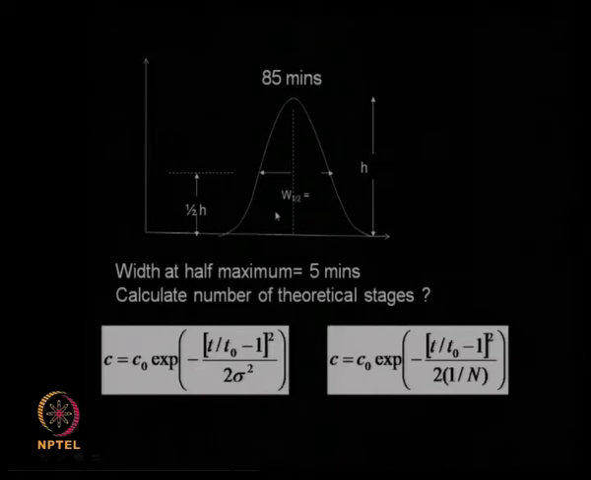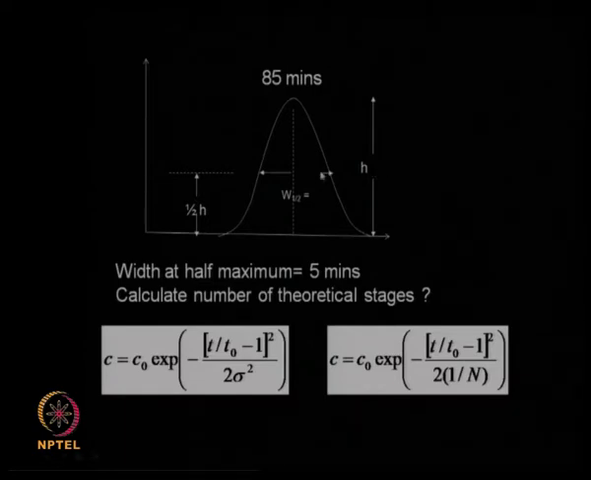T naught is known. Sigma we do not know, but then we can substitute sigma square is equal to 1 by n. So by substituting this, if we know all these, we can calculate n. Now C by C naught is half at these places, correct. At this place C by C naught is 1, and this is 5 minutes. So obviously this place is 85 plus 5 by 2, that is 87.5.